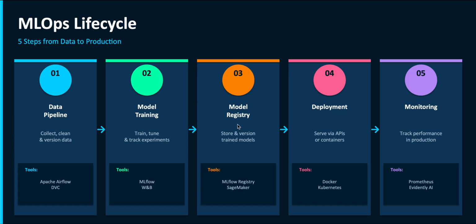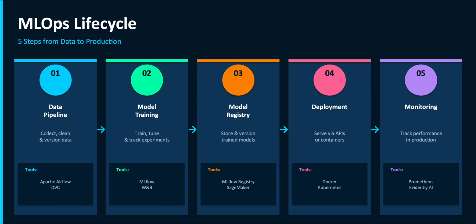Stage 3 is the model registry, a place to store and version your trained models. Think of it like GitHub but for models. Stage 4 is deployment, serving your model via APIs or containers using Docker and Kubernetes. And stage 5 is monitoring, where you track how your model performs in the real world. Tools like Prometheus, Grafana, and Evidently AI are the best tools here.